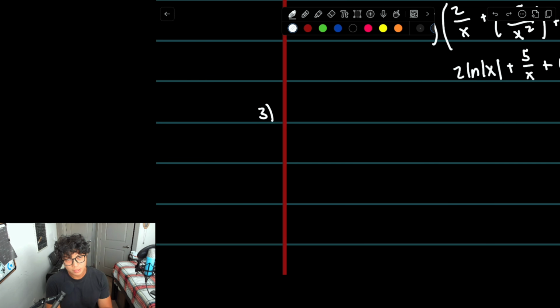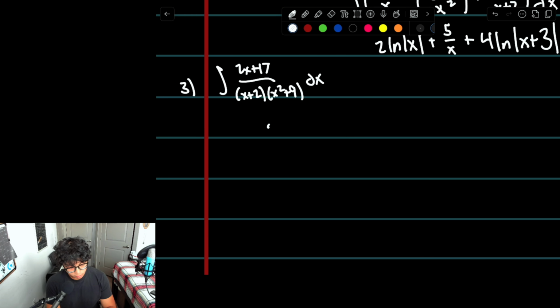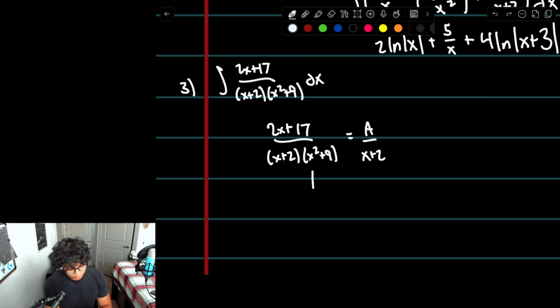Now our last problem is going to cover case 3, so it's the integral of 2x plus 17 over x plus 2 times x squared plus 9 dx. Now like always, we just take the equation out of the integral and assign each part of the denominator with a letter. Now notice over here, it's an x squared plus 9 inside the parentheses. So we're going to have to add bx plus c. And again, that bx cancels out one of the x factors, so it just evens out at the end.